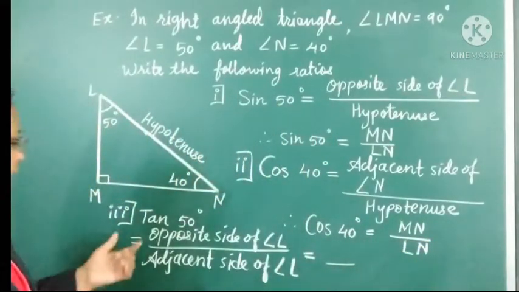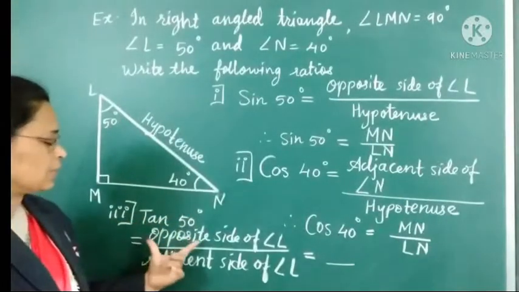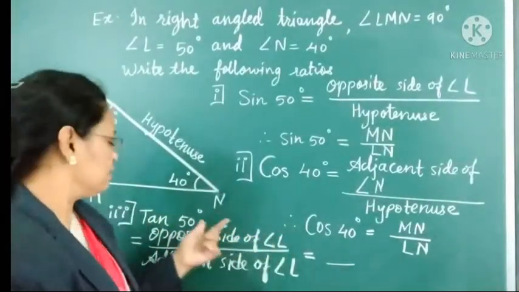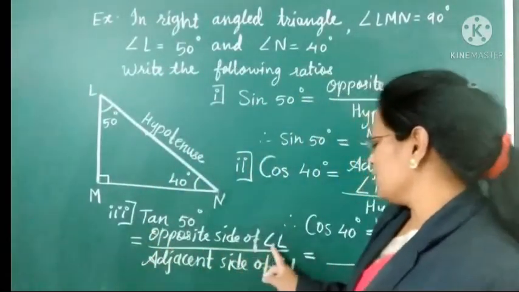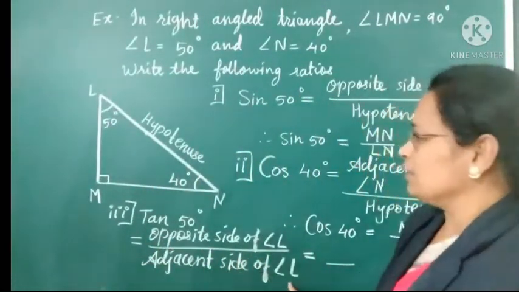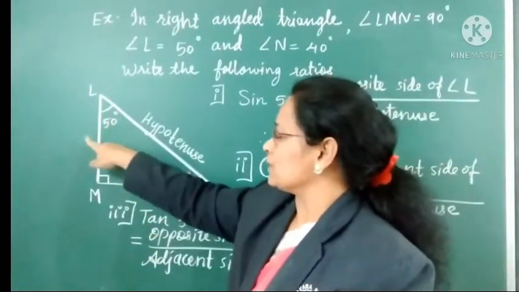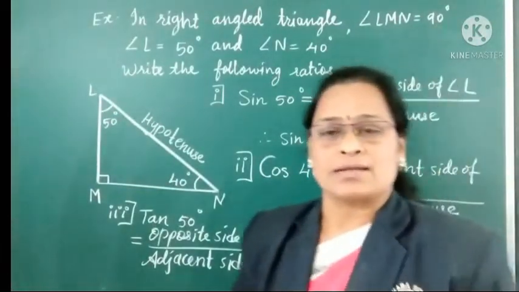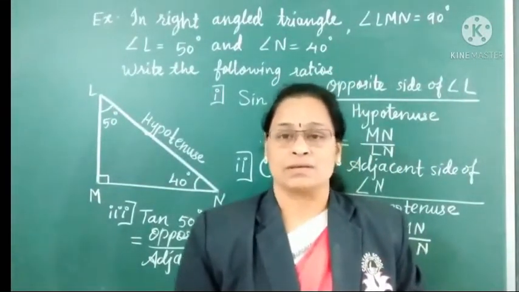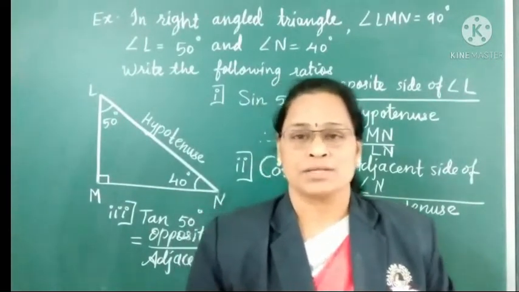Similarly, it is asked for tan 50 degrees. The tan ratio is written as the opposite side of angle N to the adjacent side of angle N, where 50 degrees means angle N. So the opposite side means LM and the adjacent side is MN. This way we can write the trigonometric ratios, which are the very basic things to start the study of trigonometry.